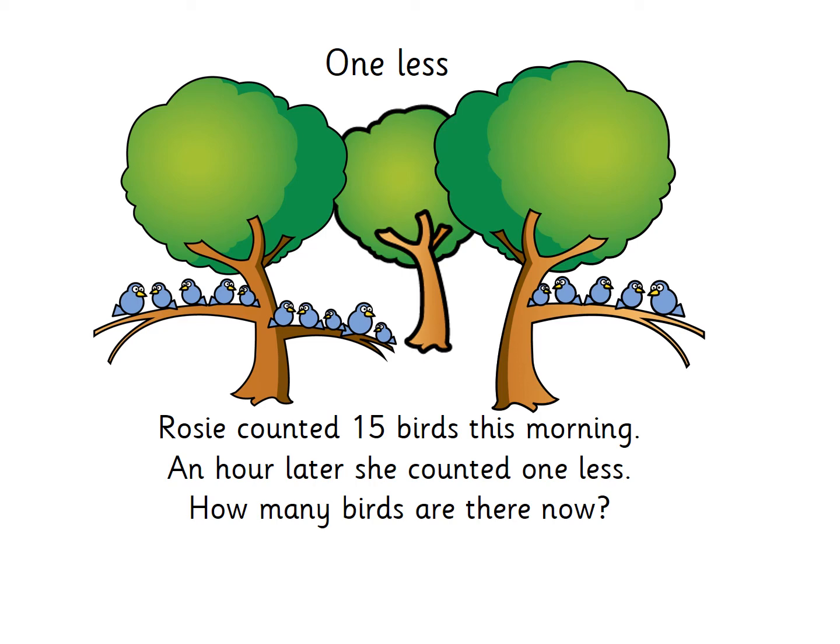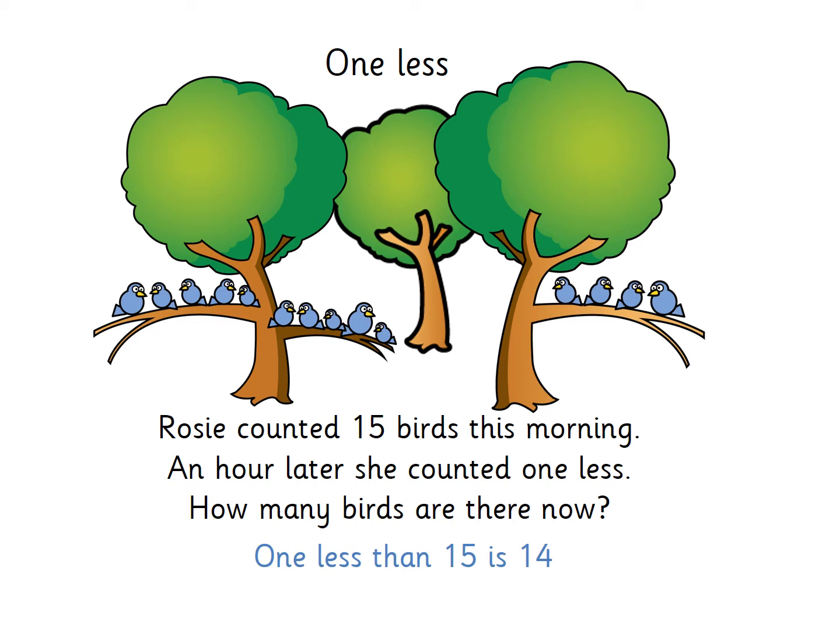Well done, Rosie. An hour later, she counted 1 less. So 1 of the birds has flown away. So how many birds are there now? We know that there's 10 on that first tree, 5 and 5 on each branch. We know we've got 10. So let's count on from 10. 10, 11, 12, 13, 14. So how many birds are there now? 14, well done, because 1 less than 15 is 14. So if we take 1 away, we've got 14. The number is getting smaller.